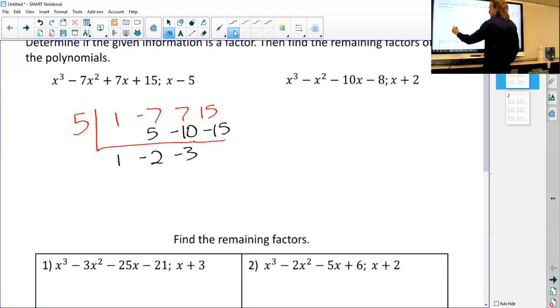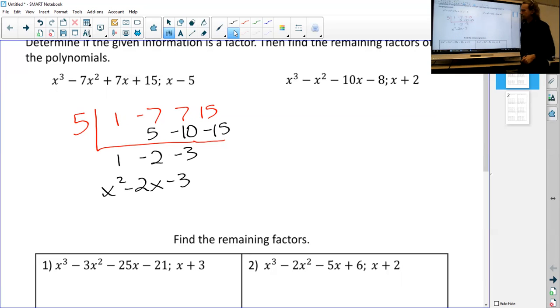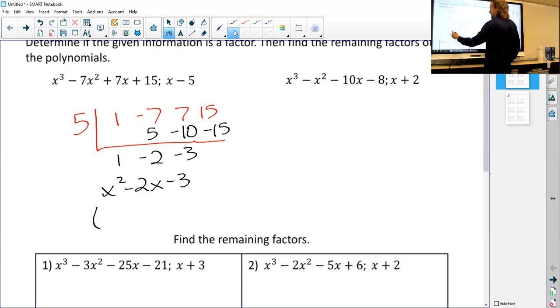So I'm going to rewrite this. So I have x squared minus 2x minus 3. And now all I want to do is find the remaining factors of this. And so we could think back to when we first did quadratics. What can I multiply that'll give me negative 3 and add up to give me negative 2? And hopefully you remember factoring enough to know that that is x minus 3 times x plus 1.